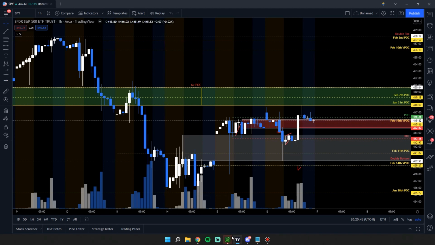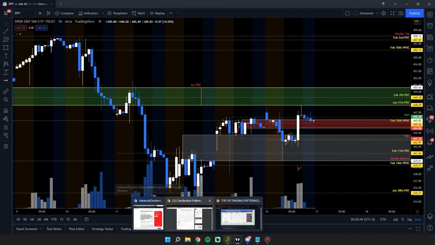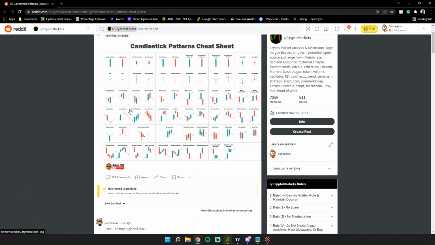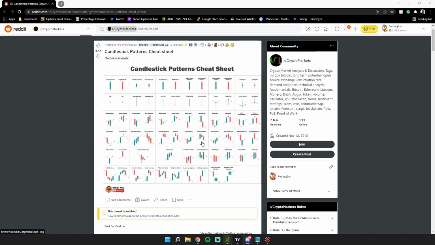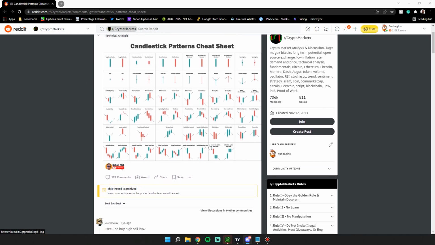And then the next thing that I would cover is, after you've learned all of your technical analysis, all of your chart patterns, then I would start focusing on learning candlestick patterns. There's a lot more candlestick patterns. These are just a few, actually. But you can do the same thing. Search for candlestick pattern cheat sheet on Google.